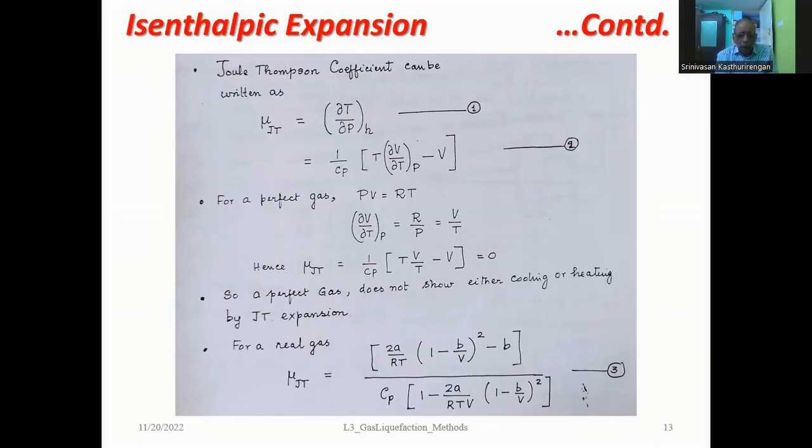Okay. Now, the mu JT is given by the expression in equation 2. And for a perfect gas, or ideal gas, PV is equal to RT.